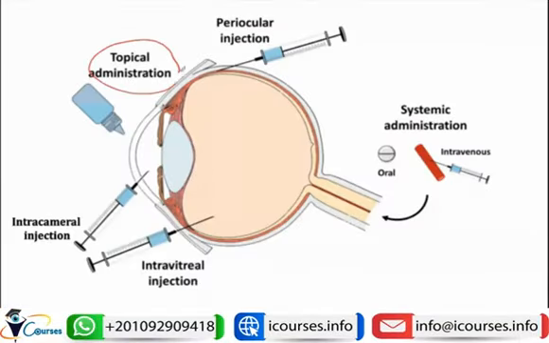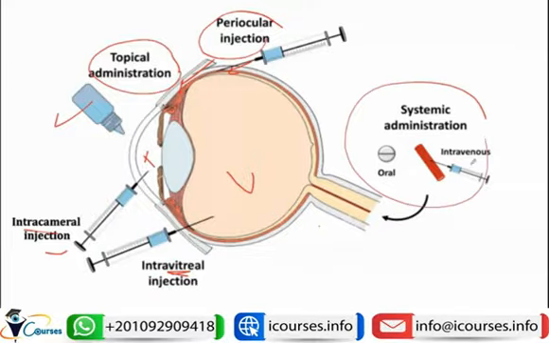So here are the different routes. It can be topical administration in the form of eye drop or eye ointment or eye gel, or it can be periocular. The periocular can be subconjunctival, subtenon, peribulbar, or retrobulbar. Or it can be intraocular, like intravitreal inside the vitreous, or intracameral inside the anterior chamber. Or it can be given systemically, like intravenous, intramuscular, or oral.